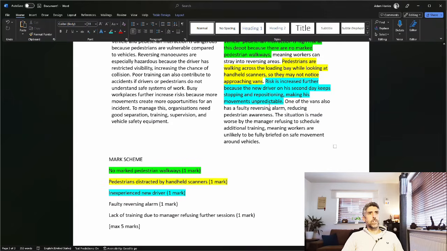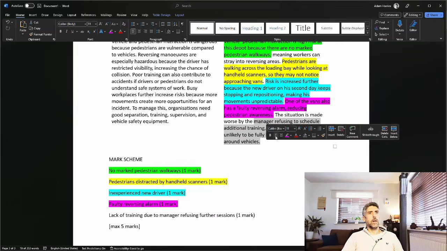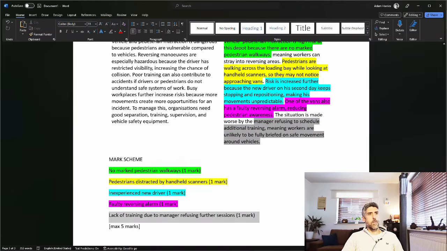One of the vans also has a faulty reversing alarm, reducing pedestrian awareness. That is a mark against that. The situation is made worse by the manager refusing to schedule additional training, meaning workers are unlikely to be fully briefed on safe movement around vehicles. That is a mark against that item on the mark scheme.